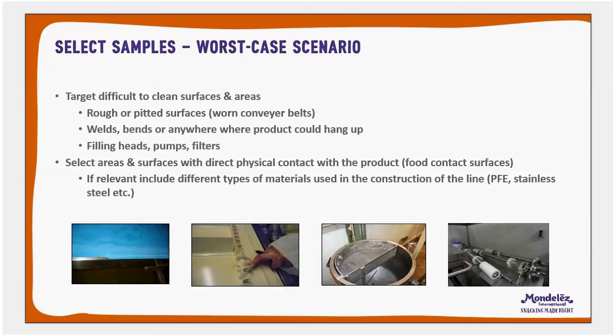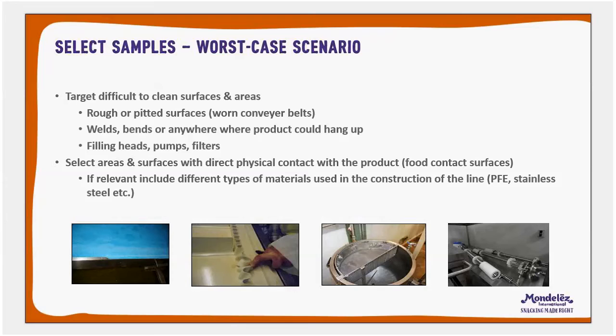So selecting samples based on a worst case scenario. Always target the difficult to clean surfaces and areas. So if you have rough or pitted surfaces, for example like worn conveyor belts, that's where you want to take samples from, because if you can show that the difficult to clean areas have been cleaned effectively, then the very smooth and easy to clean areas will also have been cleaned.